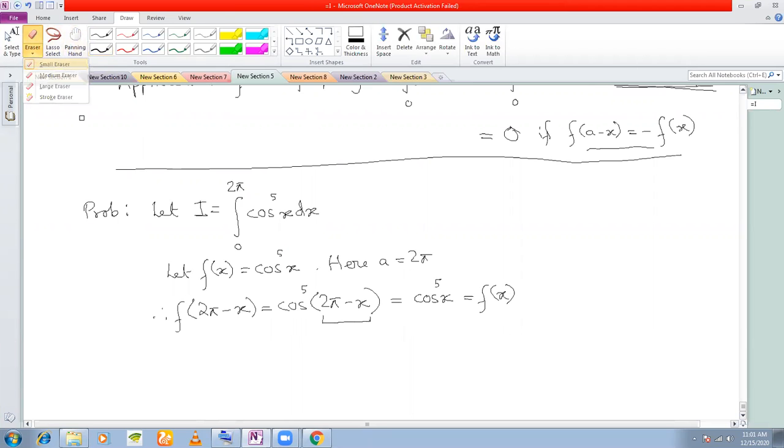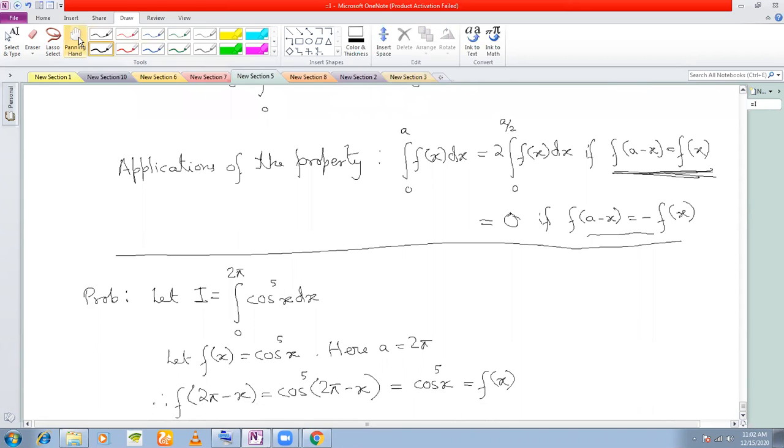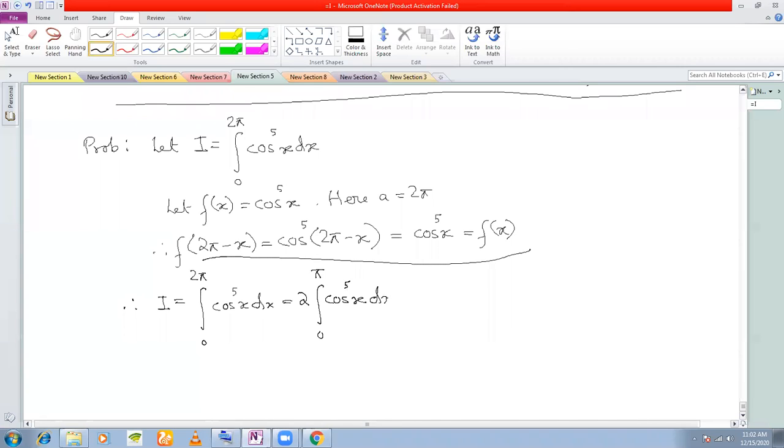So what have you shown here? You have shown that f of a minus x is equal to fx, right? That means this integral from 0 to a of fx can be written as, therefore, I is equal to the integral from 0 to 2 pi of cos to the power of 5x dx. We have shown that f of 2 pi minus x is equal to fx. This becomes twice the integral from 0 to pi of cos to the power of 5x dx, right?